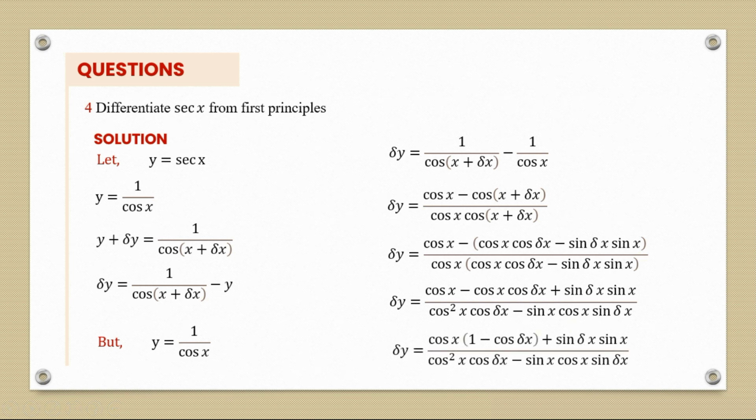Alright. So now there are some items that are common. So now we see cos x here and cos x here. So you can factorize out the cos x value. And that's what remains: cos x into 1 minus cos change in x.